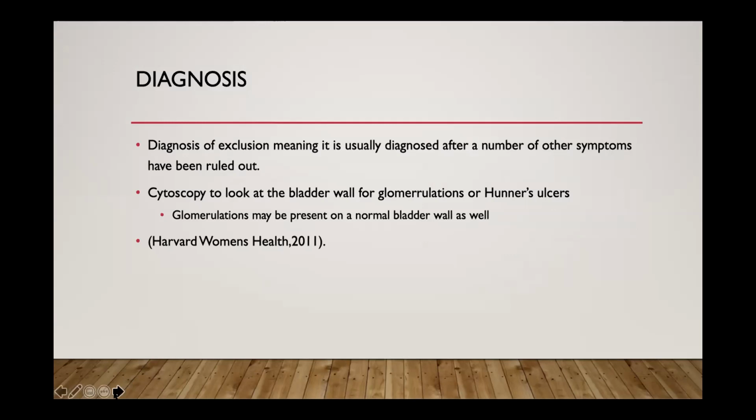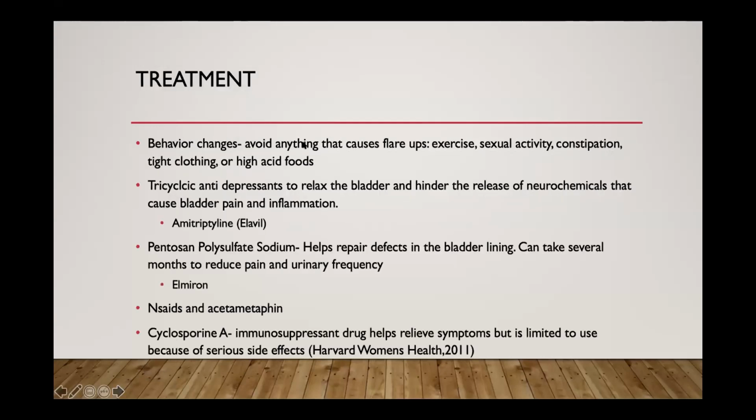To diagnose this, it's usually a diagnosis of exclusion, meaning it's usually diagnosed after a number of other conditions have been ruled out. A cystoscopy to look at the bladder wall for glomerations or Hunner's ulcers. But the thing is, glomerations may be present on a normal bladder wall as well. Treatment is usually behavior changes to avoid anything that causes these flare-ups: exercise, sexual activity, constipation, tight clothing, or high acid foods.